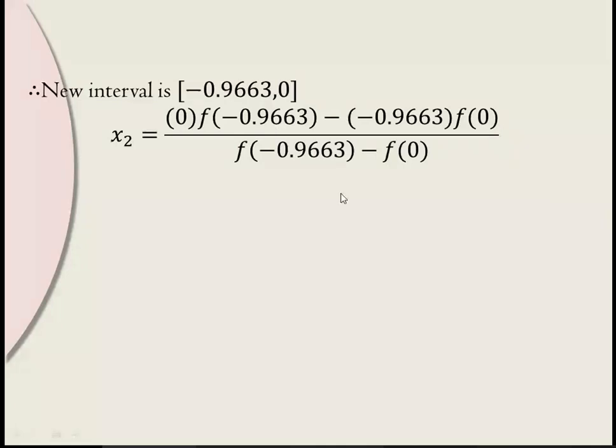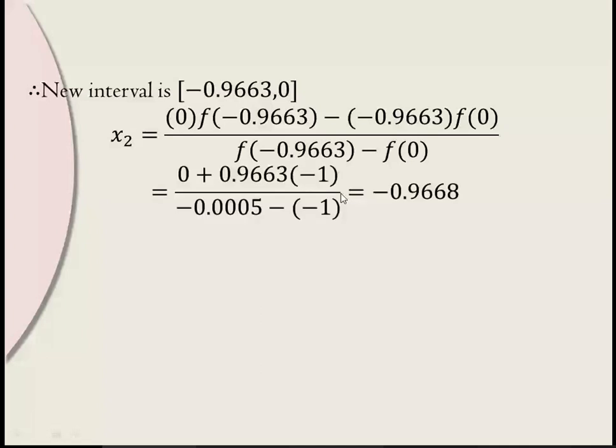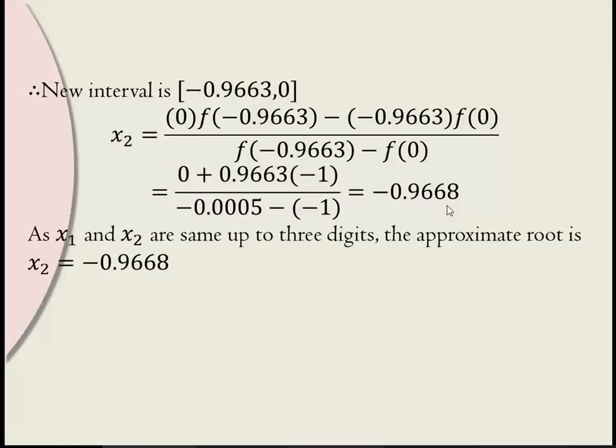Simple calculations. All this we can do on a calculator. You can store the function on the calculator, put values of x in that function directly, and you can get these terms easily. So the value of x2 is minus 0.9668. Check whether x1 and this value are the same up to some digits or not, and you can see they are the same, because x1 is minus 0.9663 and x2 is minus 0.9668. So up to 3 decimal places they are equal.